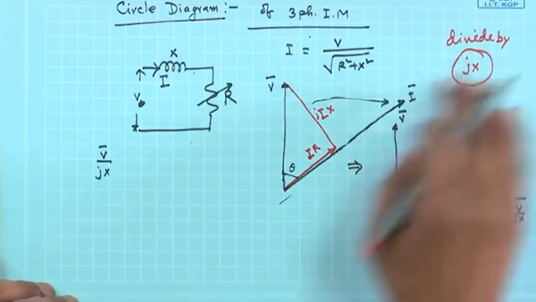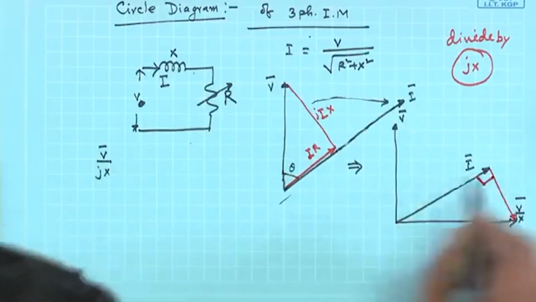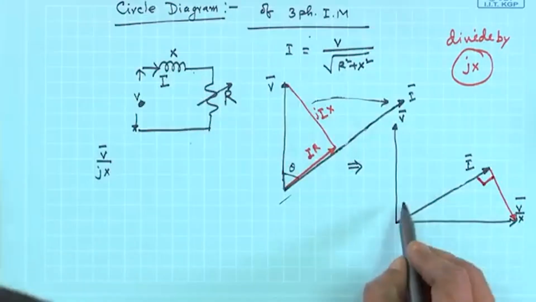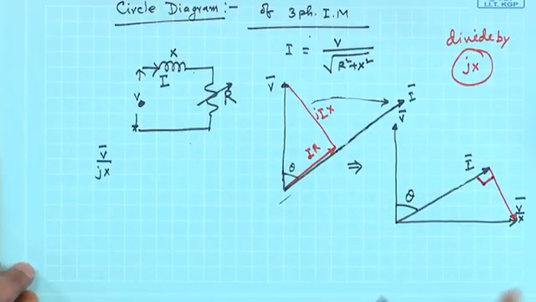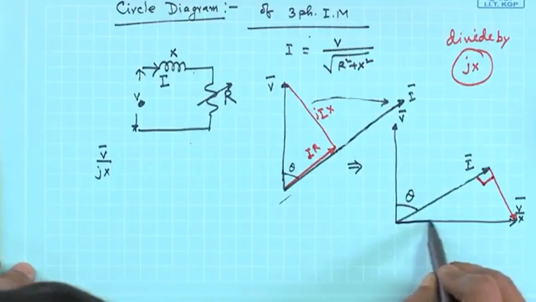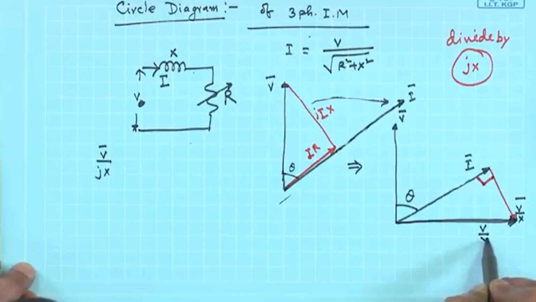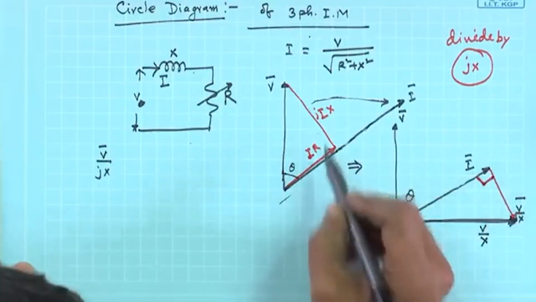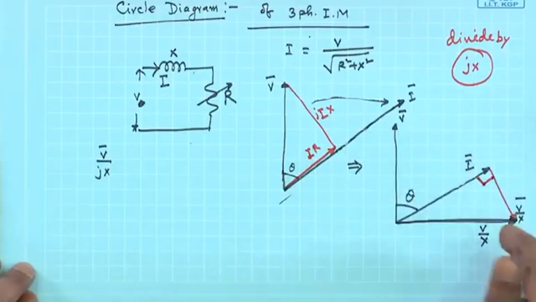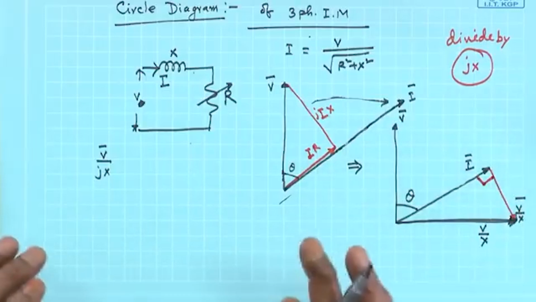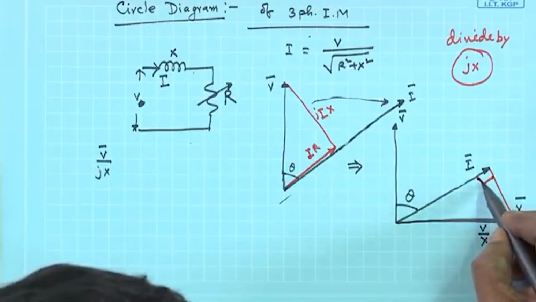Therefore, after dividing each side by jx, I get I here, and this angle has to be theta, that is already known, no doubt about that, and this side is V by x. Once you have got these two sides, the third side has to be the transformation of this side and it will fit in there. With that side we have nothing to do except to say that this angle will also be 90 degrees.